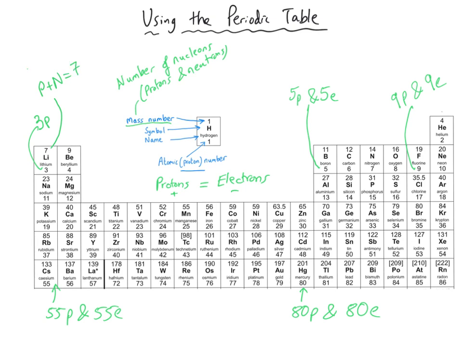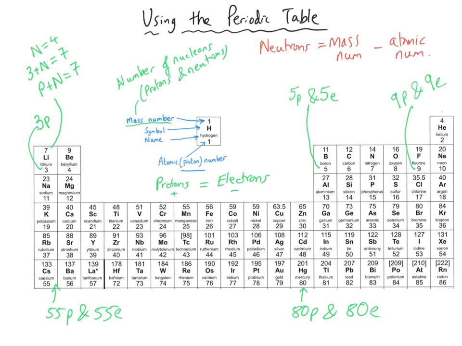So if it's got 3 protons, and we need to add the number of neutrons to that 3 to get 7, the neutrons must be 4. Or, to put it a different way that's much more usable, the number of neutrons can be found by taking the mass number and subtracting the atomic number from it.